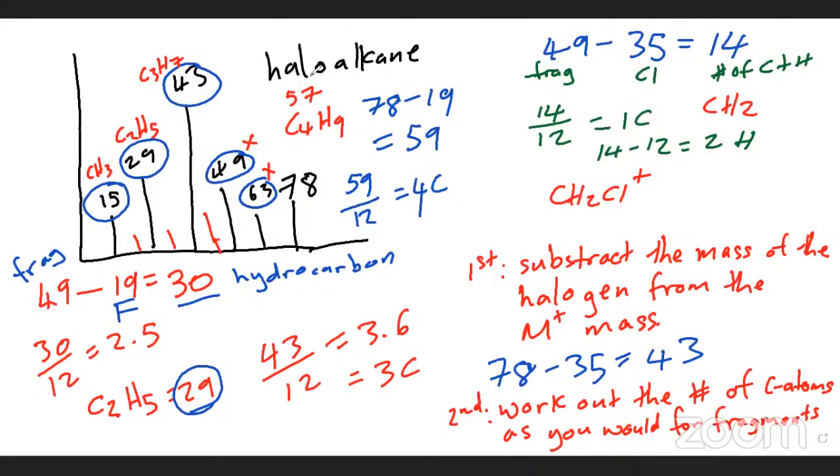As you look at the chart, you would know to ignore these. They are not going to help you. You pick out these two. These are the fragments with the halogen. You just work it out and see which halogen applies. We did fluorine, it didn't work with fluorine. But we did chlorine, it worked. So we know our halogen is chlorine. Let's do 63 now.